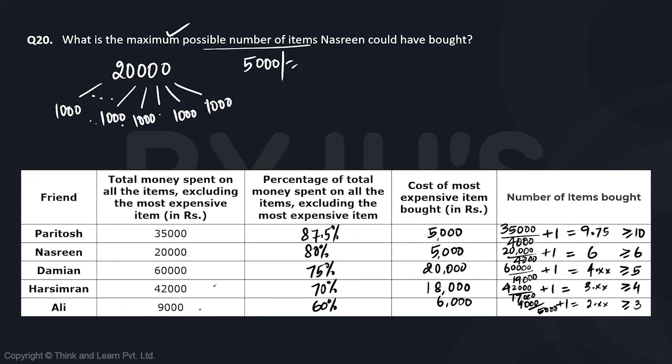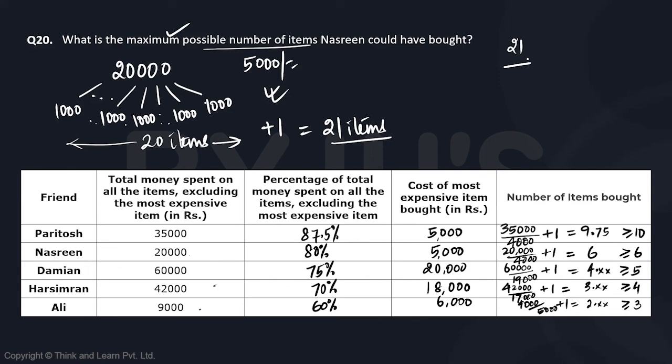Then only we will maximize the number of items bought. So if it is going to be that 20,000 rupees Nasreen must have spent in order to buy items of 1,000 rupees cost, so Nasreen must have definitely bought 20 items out of these 20,000. And we do have the most expensive one as well. So the maximum number of items Nasreen could have bought should be 21 items. So you were supposed to type in 21.